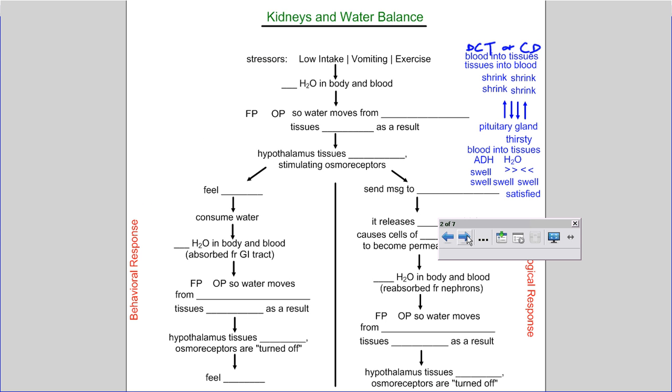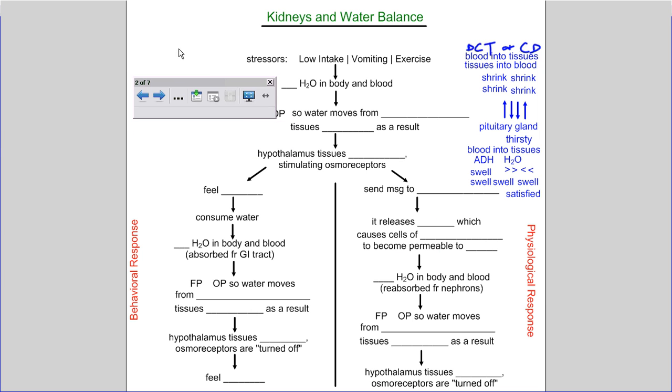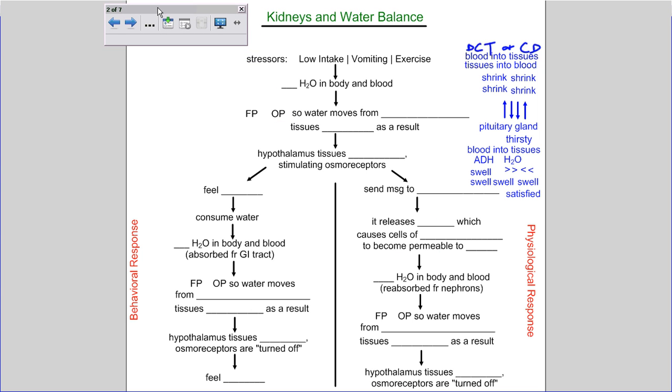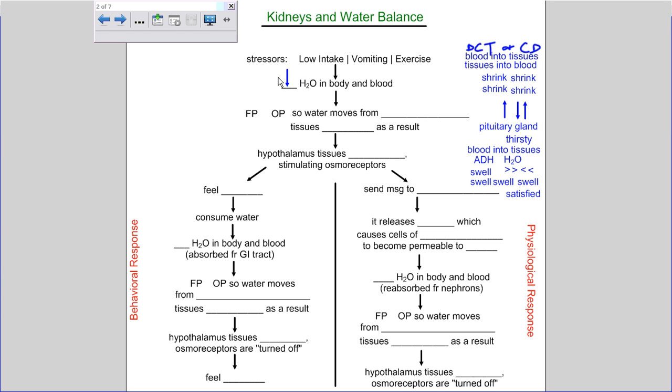Okay, so you have this handout, and on one side it talks about how the kidneys help to regulate fluid levels or maintain water balance in your body. Okay, so in certain circumstances, like if you're not taking in enough water, or if you're sick and you're vomiting a lot or have diarrhea a lot, and so you're losing a lot of fluids, or maybe you're exercising a lot, then what happens to the water levels in your body and in your blood? You're right, it's lower.